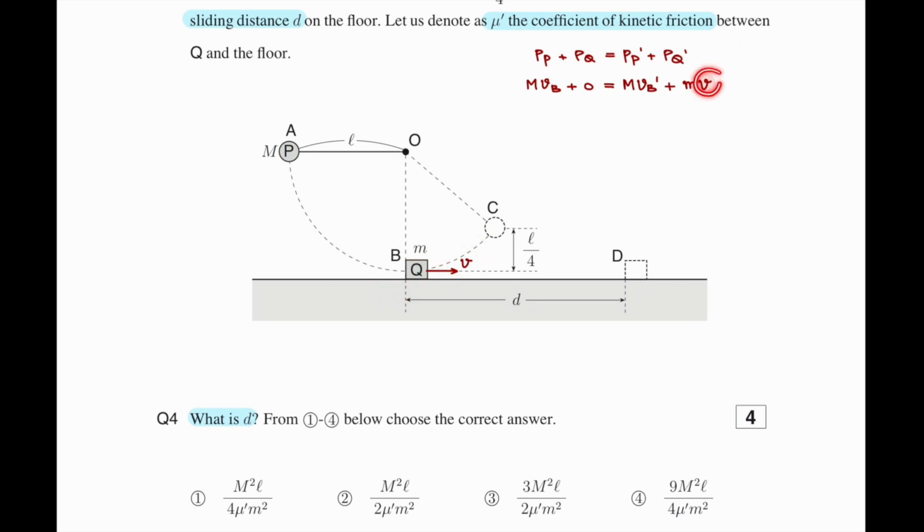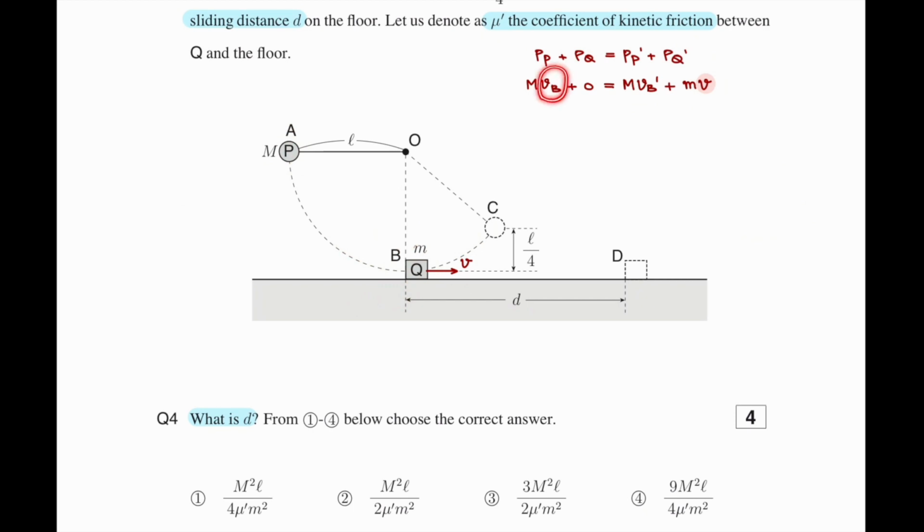To find V, of course, we need to know Vb and Vb prime. Remember that Vb is the velocity of object P before it collides with Q at B. And then Vb prime is the speed of object P after it collides with Q at point B.